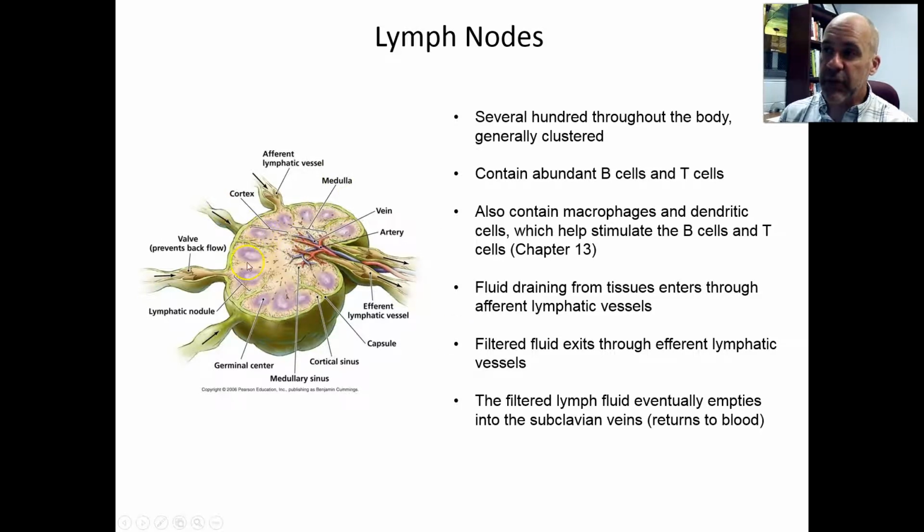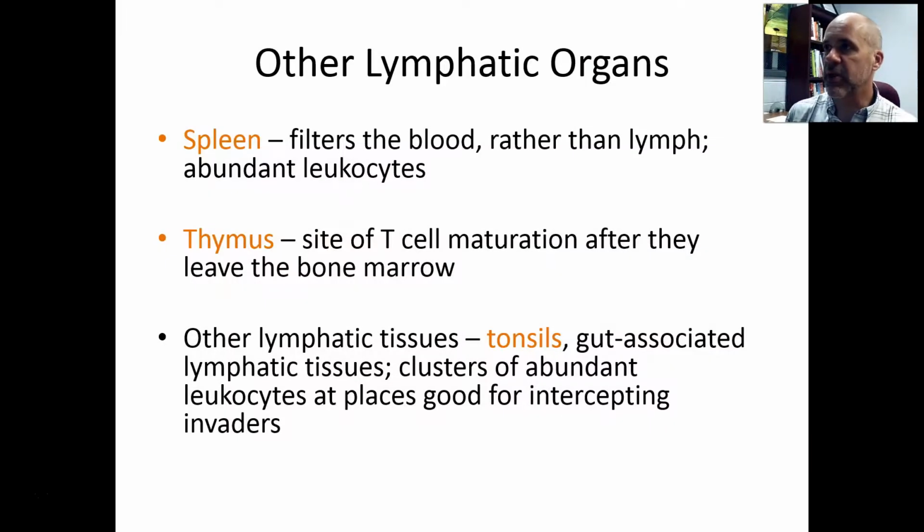So that fluid flows through the lymph node, and the filtered fluid comes out over here. You've got a couple of efferent lymphatic vessels. So afferent's incoming, efferent is outgoing with this filtered lymph fluid. The filtered lymph fluid eventually empties into your subclavian veins, and you'll learn more about that on in Biology 202. So the filtered lymph, filtered tissue fluid, gets returned to the blood. So it's helping to conserve the fluid.